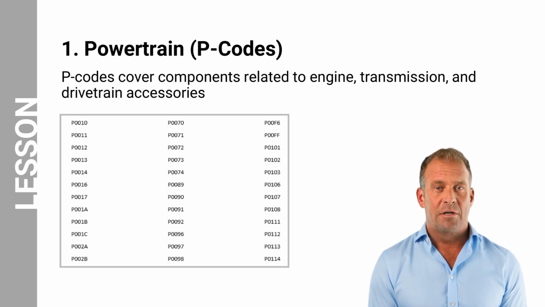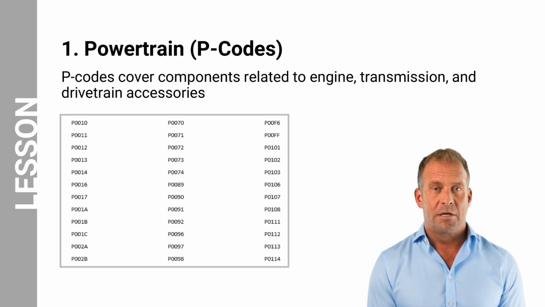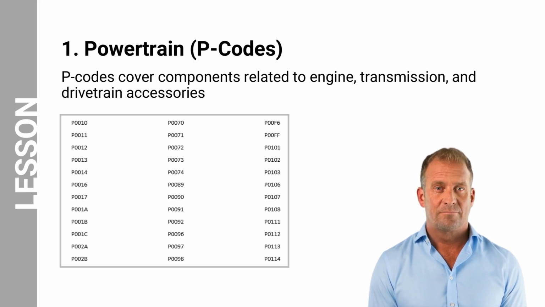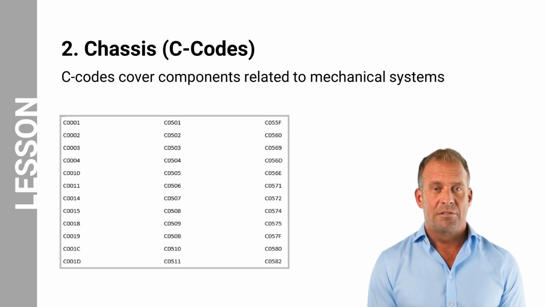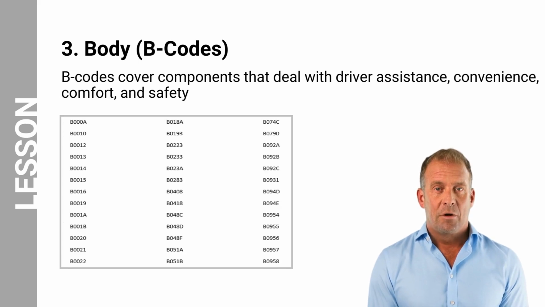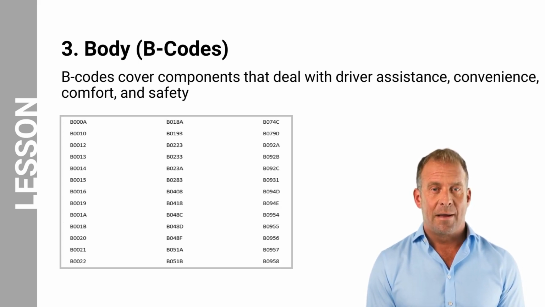Powertrain codes are codes that are set related to the engine, transmission, and drivetrain. On your screen is a list of codes that you may notice on the diagnostic scan tool. Chassis codes are codes that are set related to mechanical systems such as the brakes, suspension, and steering systems. On your screen is a list of chassis codes you may notice on the diagnostic scan tool. Body codes are the codes that are set related to the driver's cabin, such as airbags, seat belts, or comfort features. On your screen is a list of body codes you may notice on the diagnostic scan tool.